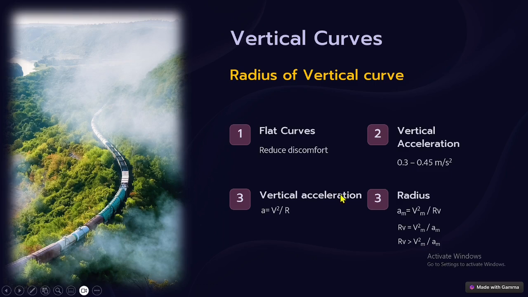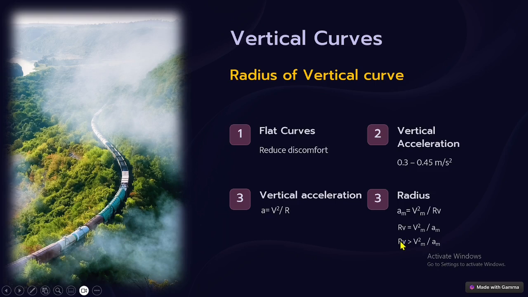As discussed earlier, you know pretty well the acceleration equals v squared by r, that is, the square of the speed divided by the radius of the curve. That will be our acceleration. So keeping this limiting acceleration of 0.45, we have to calculate the minimum radius we need. We can rearrange the equation: AM, the limiting acceleration, equals v squared divided by RV, where v is the maximum sectional speed of the train and RV is the radius of the vertical curve. So RV is equal to v squared by AM.